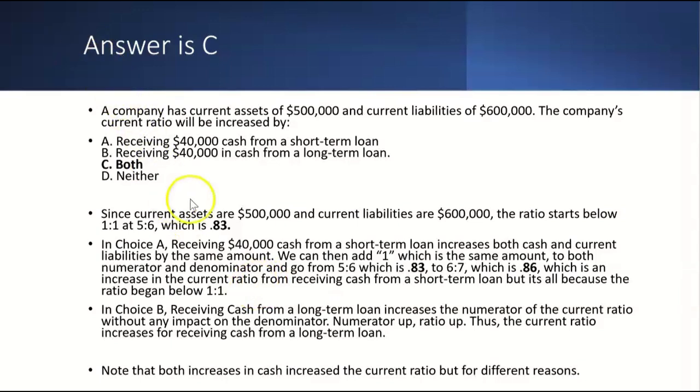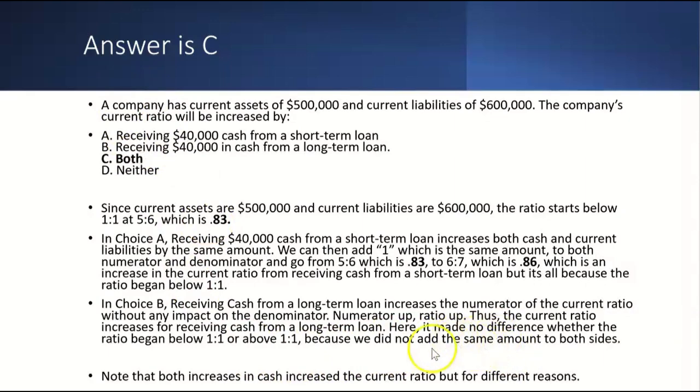That'll stay the same. Now, choice B, receiving cash from a long-term loan increases the numerator of the current ratio, current assets, without any impact on the denominator of the current ratio. Numerator up, ratio up. Thus, the current ratio increases for receiving cash from a long-term loan. And in choice B, it made no difference whether the ratio began below 1 to 1 or above 1 to 1 because we did not add the same amount to both sides. We only added to the numerator without any impact on the denominator. And as numerator goes, ratio goes. So numerator went up, ratio increases.